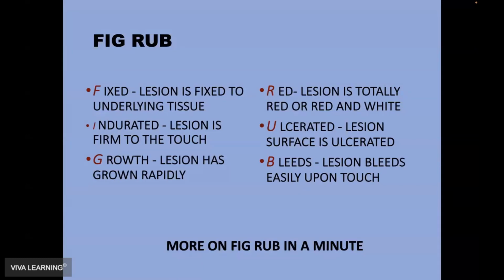If it's fixed, it could be malignant. If it's indurated, it could be malignant. If it grows rapidly, it could be malignant. If it's red or white, could be malignant. If it's ulcerated, could be malignant. If it bleeds easily, could be malignant. Could be, not definitely. And I'll show you some examples.